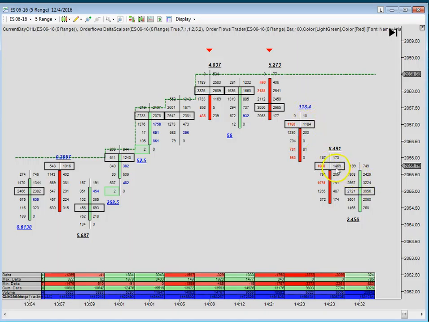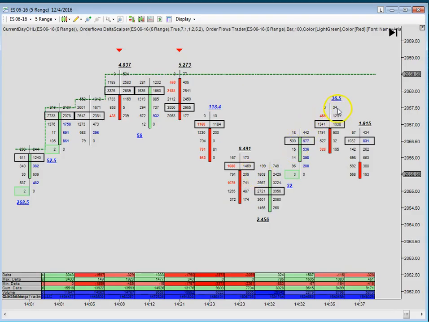And again, what happened? The market sold off a little bit, came right back up towards this area where the first ratio was, and you have another ratio. So you have a divergence here with no ratio, but in the next bar you have a ratio confirming this divergence.